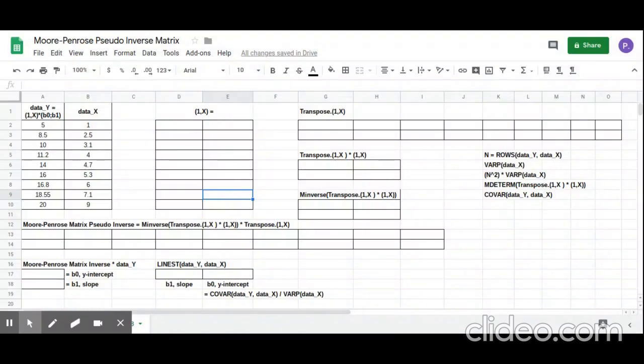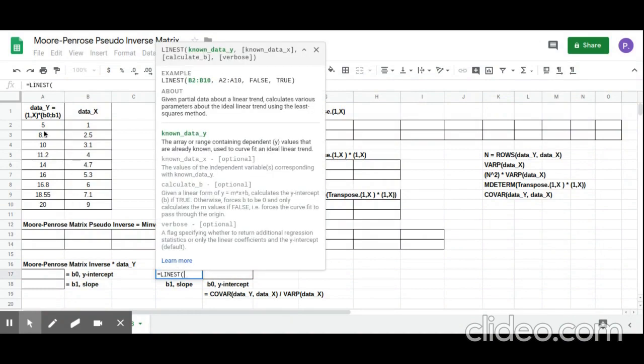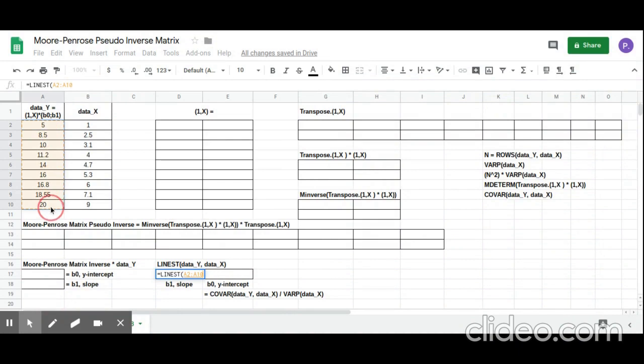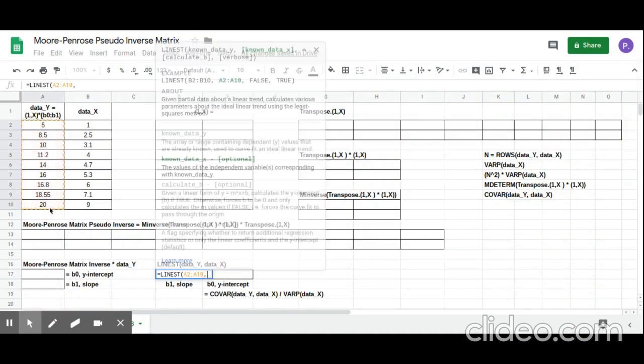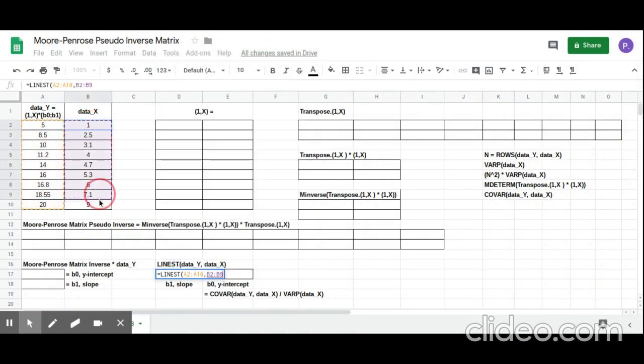Hello, in this video we will determine the values of the slope or the coefficient of the LINEST function, where we have LINEST, data y, and data x. Here we have the slope and the y-intercept.